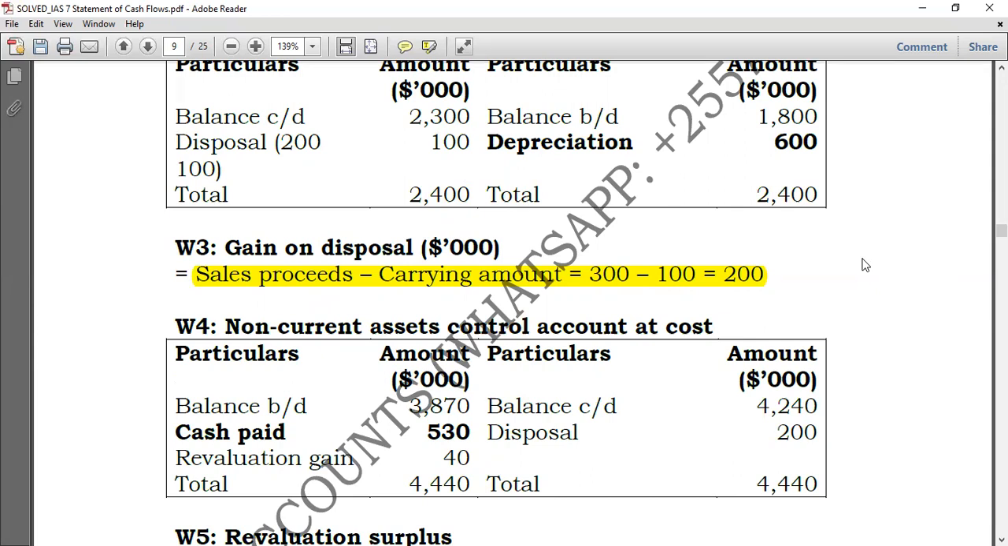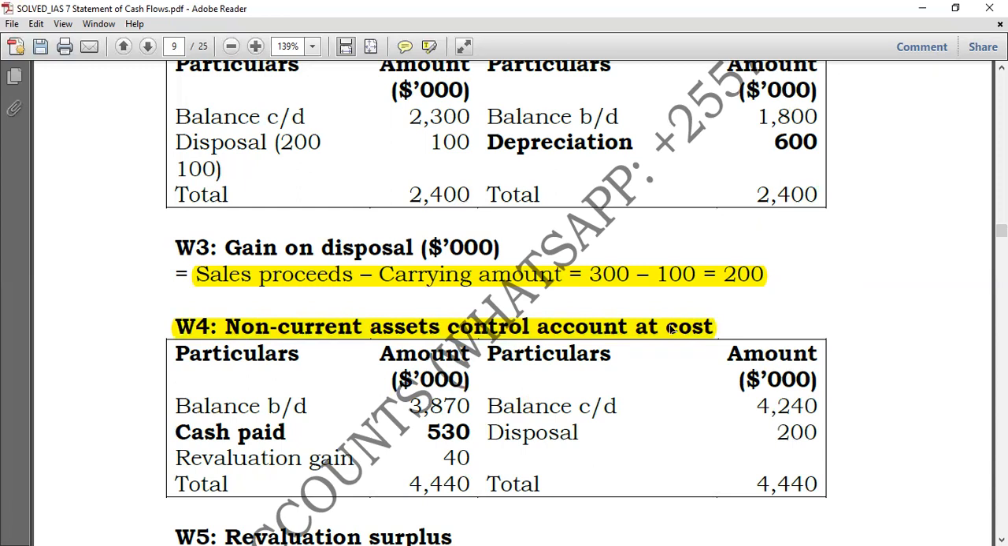Now, to recognize that, you would have to prepare a non-current assets control account, right? Yes, the non-current assets control account, as you see it here. And for this non-current assets control account, there are two choices. You can prepare it at cost or at carrying amount. For our case, I decided to prepare it at cost. If you prepare it at cost, then depreciation won't appear inside here. If I prepared it at carrying amount, depreciation would also be credited. So I just decided to prepare it at cost.